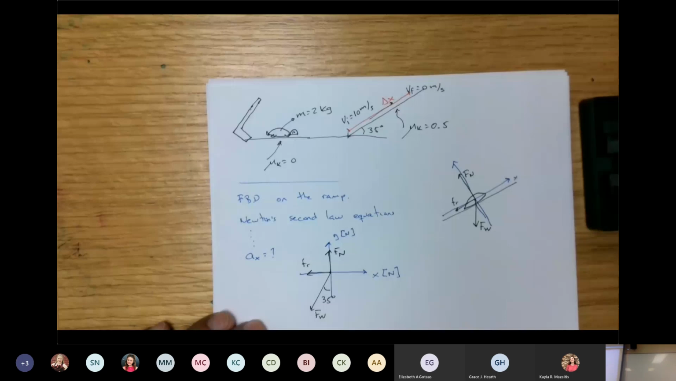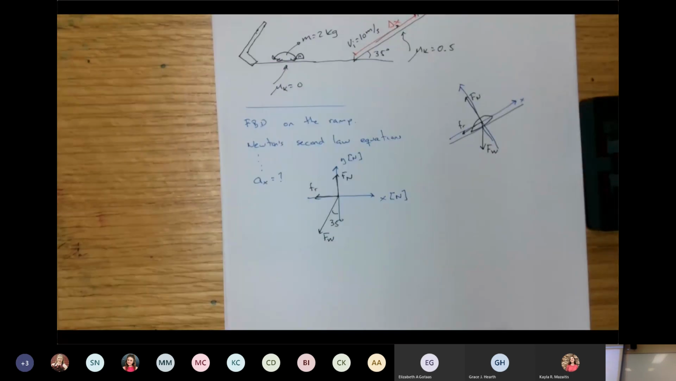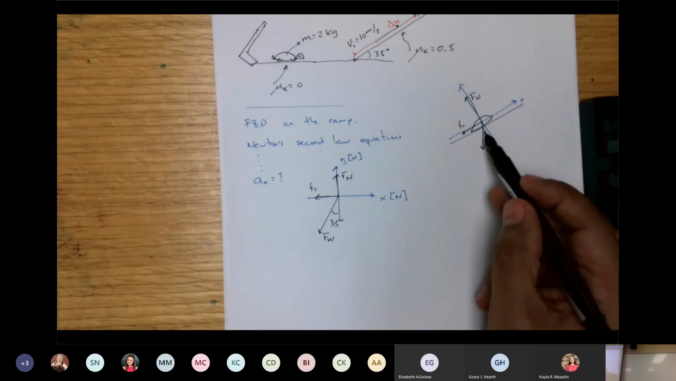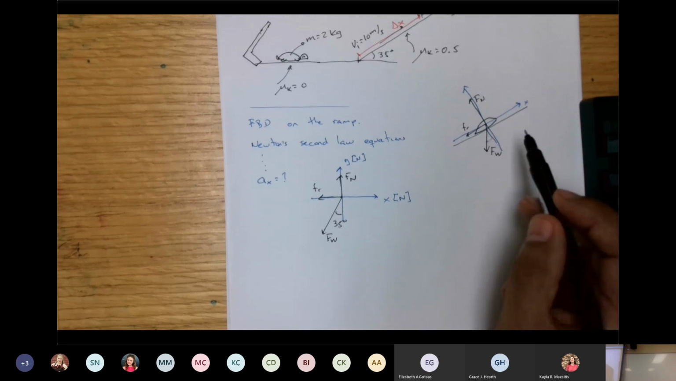Yes. How did you know the 35-degree angle is there? It's a little bit of geometry, but usually this angle along the x-axis is going to be the same angle that you have with your ramp.